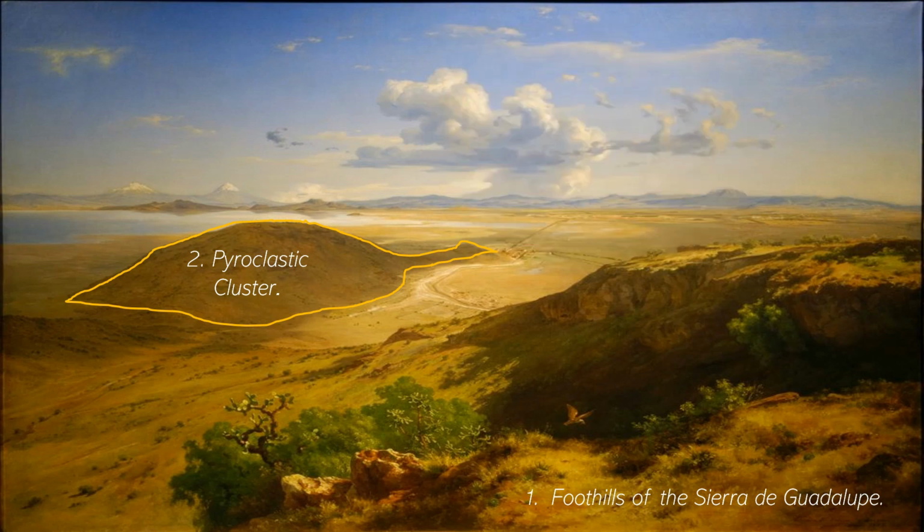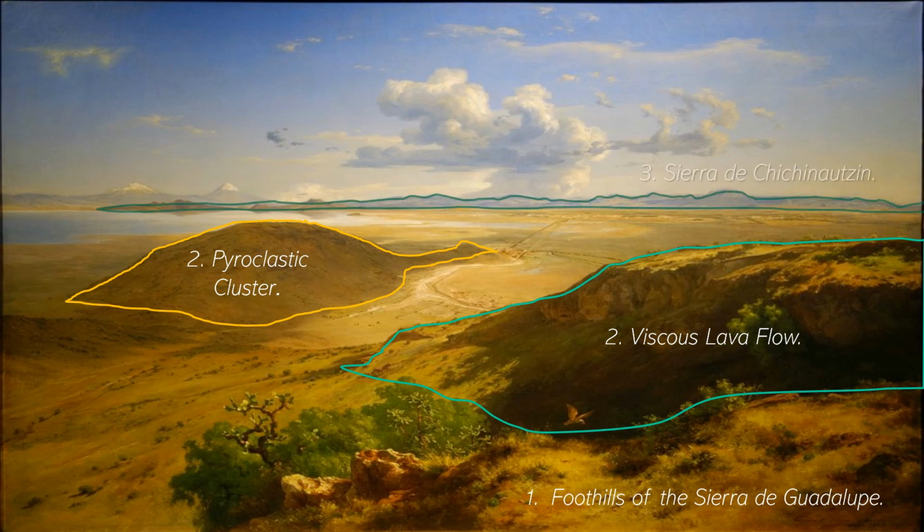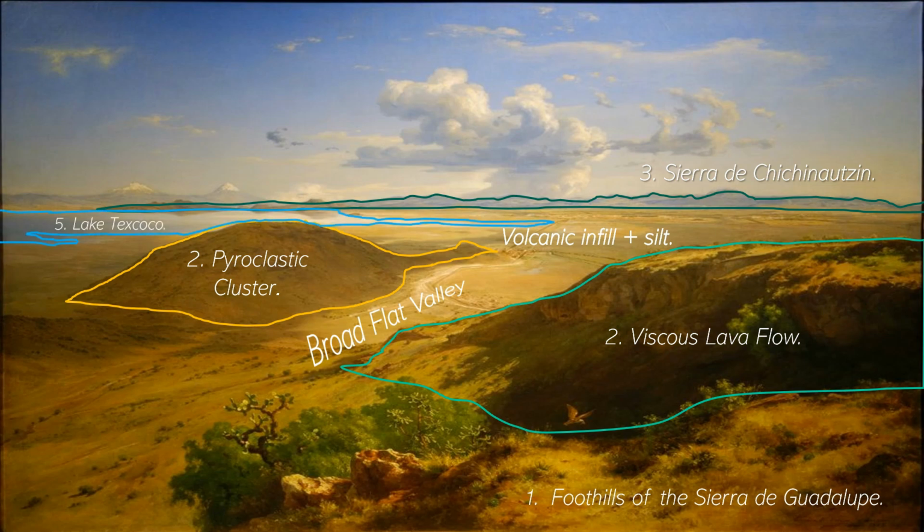I hope that helps. Along with the pyroclastic cluster, we have the remains of a large viscous lava flow. The Sierra de las Cruces and the Sierra Nevada are too far to the west and east respectively to appear in the picture, so the next feature is the Sierra de Chichinautzin at the southern edge of the valley. As we have seen, once the Sierra de Chichinautzin closed the valley off, the basin started to be infilled. Lake Texcoco is basically all that remains of the big lake from the end of the glacial period.